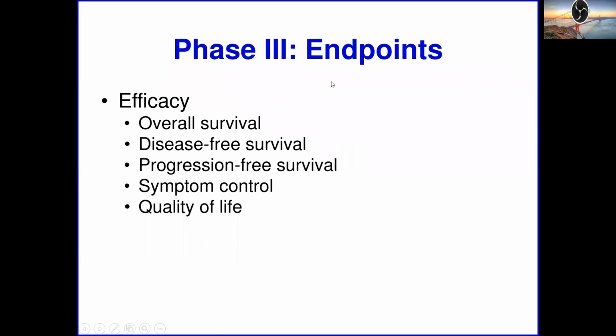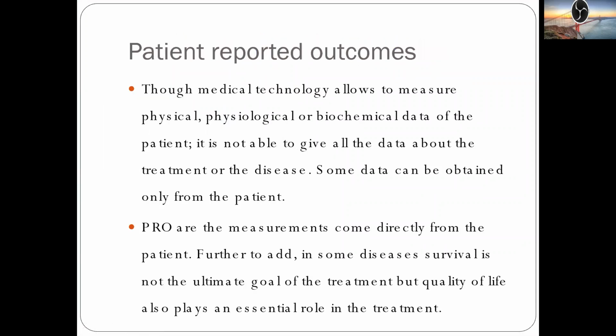Normally the different endpoints chosen are overall survival, disease-free survival, PFS, quality of life, and symptom control. A few slides back, I told you about quality of life, which is measured using patient reported outcomes. Normally we use the EORTC QLQ-C30, which is a generic version and can be used in multiple situations, and this captures the patient's quality of life.